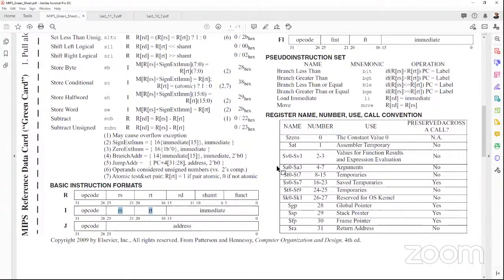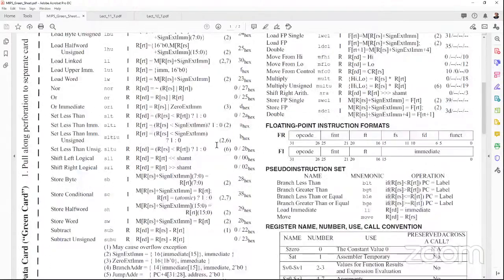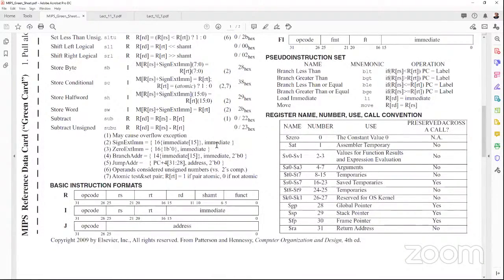Sorry to interrupt you. I just had a quick question. What goes in the function field in R type instructions? Come again, sorry? What do we put in the function field in R type instructions? So the function code is right there, right? If you look at the R type instruction, this is your opcode, this is your function code. That's what it is. Okay, thank you.